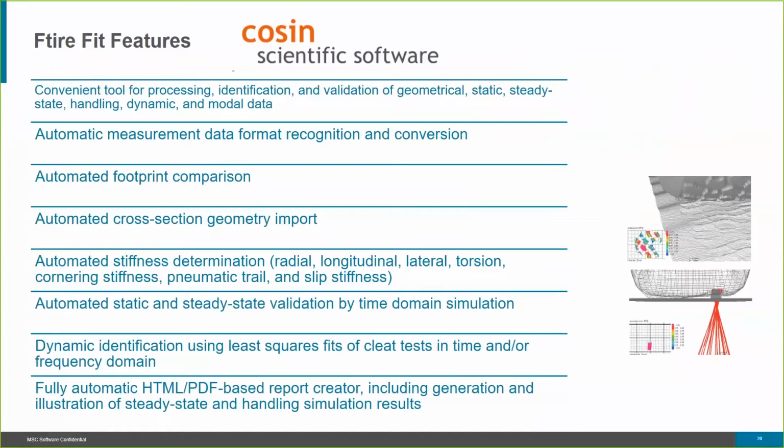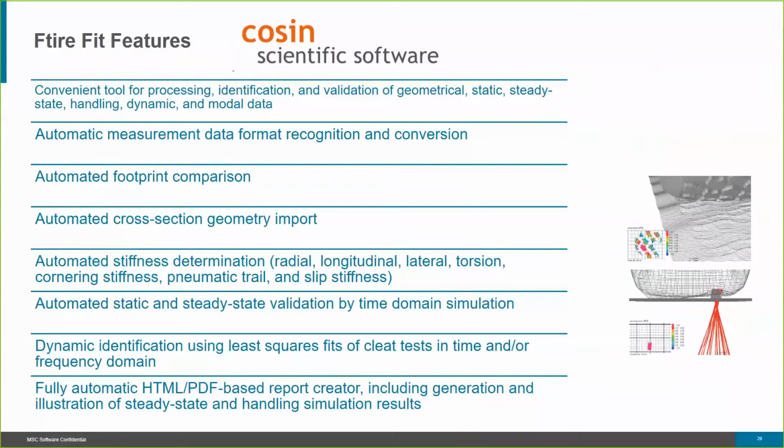So just as PAC2002 has its own fitting tool, the FTire model has its own fit tools for test data. It has tools for processing the identification and validation of geometrical, static, steady state, handling, dynamic, and modal data from tests, and it fits that into the model. And it has an automated way to measure the data and recognize it, with format conversions as well.